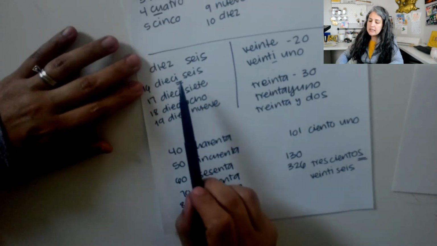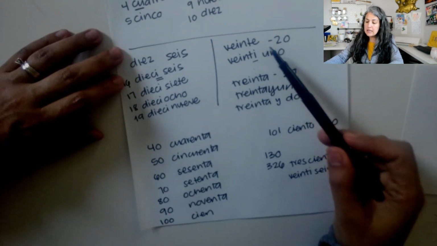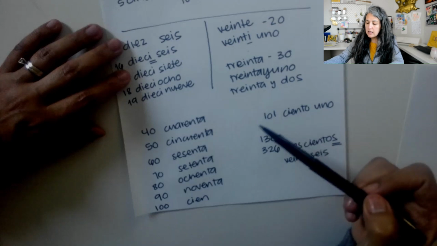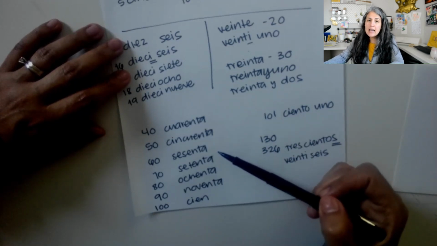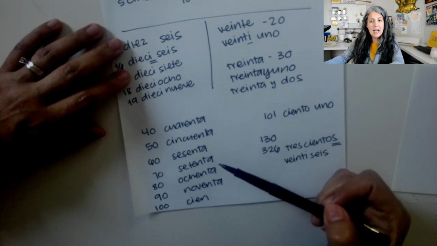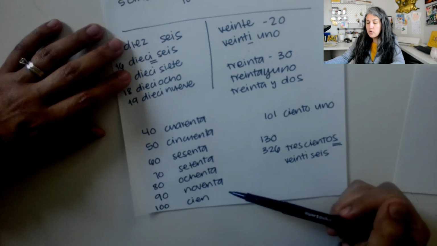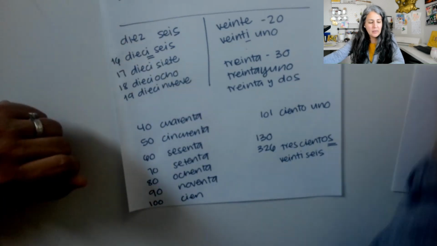So let's say 10, 20, 30, 40, 50, 60, 70, 80, 90, 100. That's cien. So let me grab another paper.